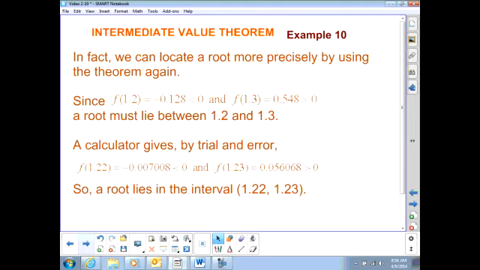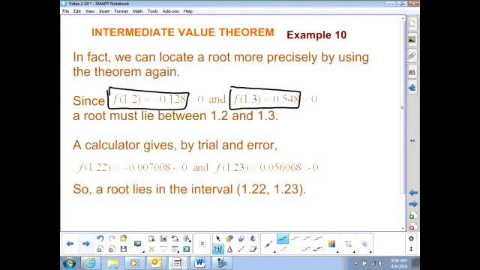So if we took, say, f of 1.2, we would find that it's negative 0.128, and f of 1.3 is positive 0.548. So again, by the intermediate value theorem, we know that there must be an x value between 1.2 and 1.3 that's going to take on 0, because 0 is in between our two y values. And you could narrow it down further if you wanted.